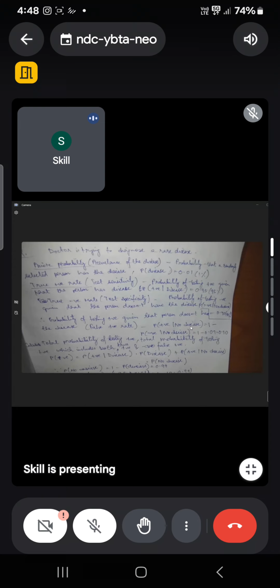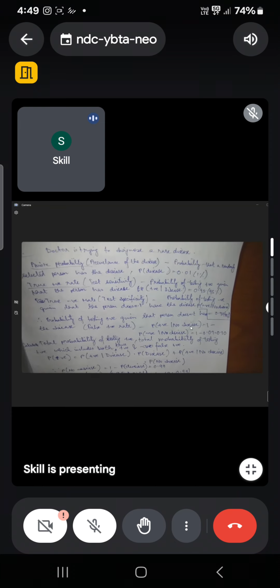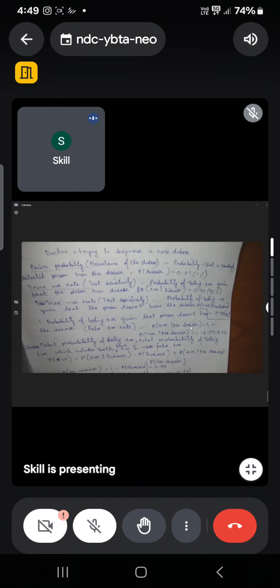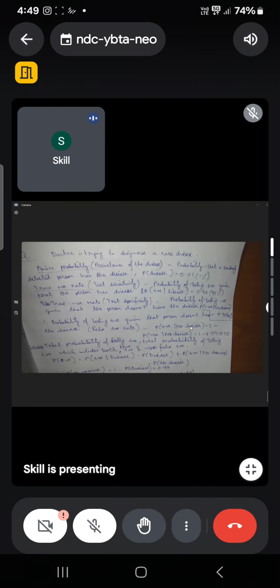Therefore, the probability of testing positive given that the person does not have the disease is the false positive rate: P positive given no disease equals 1 minus P negative given no disease, that is 1 minus 0.90 equals 0.10. This is the information using which we are trying to solve with Bayes theorem. At last we will put all these values in the Bayes theorem and we will get the result.